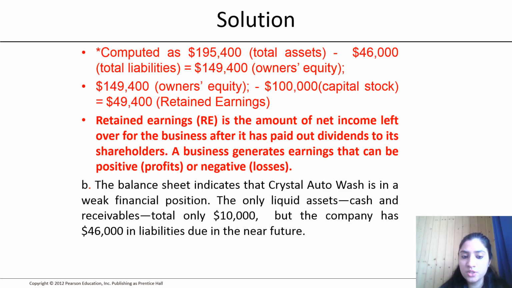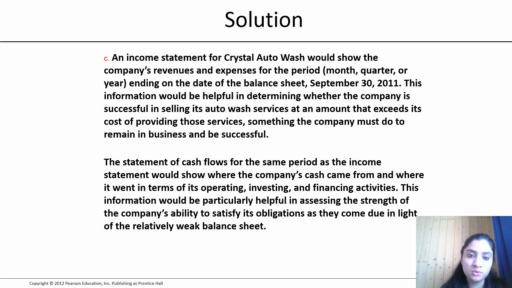It shows that the financial position of the company is weak. Why is the company's financial position weak? Because of the liquid assets. If the company has a need for money in the near future, what liquid assets do they have? Cash or cash equivalents, that's only $10,000. But in the near future, they have liabilities of $46,000 that they have to pay. So their assets are less, their capacity to pay their debts is less. So the company is in a weak financial position.